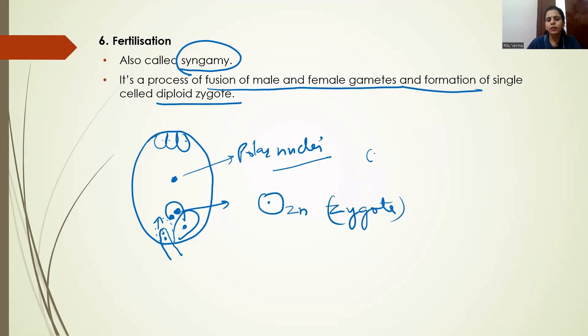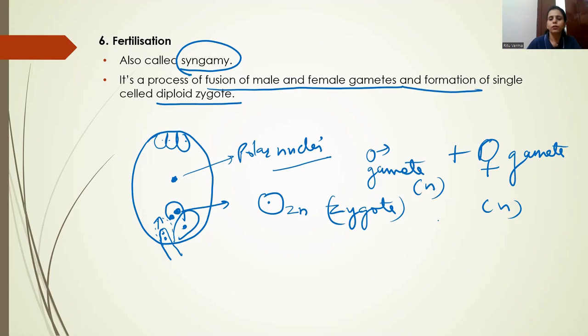Remember, the male gamete and the female gamete are both haploid, and together they fuse to produce the diploid single-celled zygote. This process is known as fertilization.